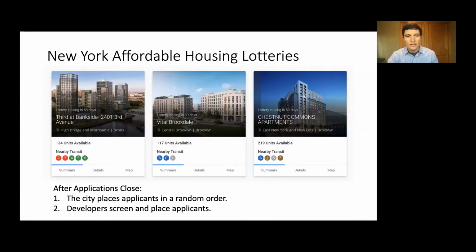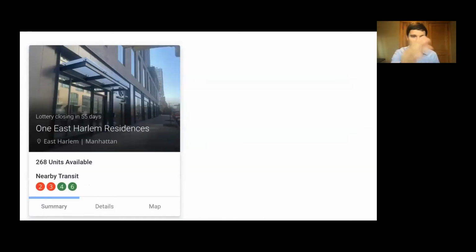So you might think, for example, here's a building, One East Harlem Residences. You can see it has 268 apartments available. And you might think, okay, great. So assuming everyone's eligible, the top 268 people in the lottery are going to get a spot in this building.